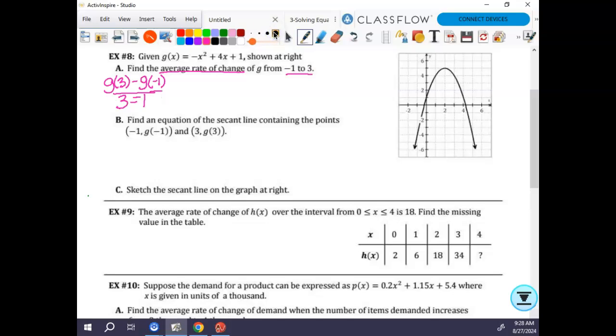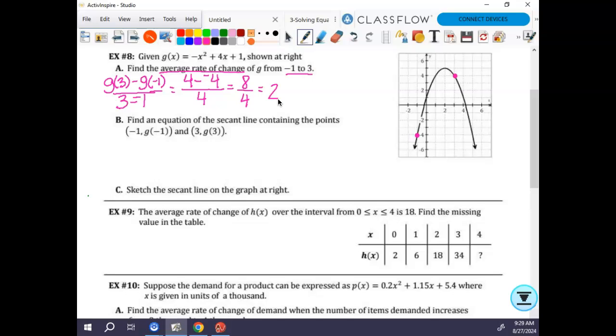Unless it's like in a weird spot. Let's see. When x is 3, oh, that's good. Y is right there. When x is -1, y is right there. Okay, beautiful. So then, what is g of 3? 4. Minus g of -1, which is -4, over 3 minus a -1, which is 4. So this gives me 8 over 4, which is 2. Everybody good with that? All right.